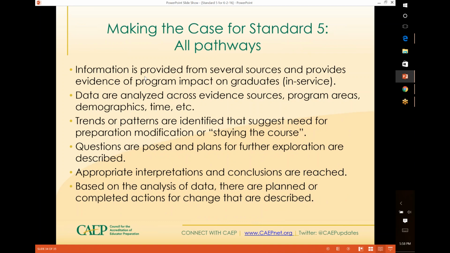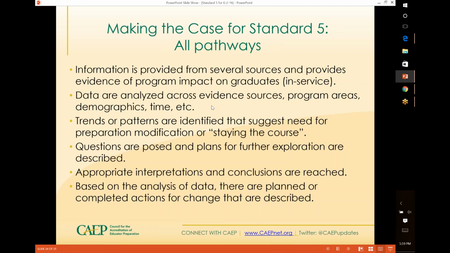So you're using information from several sources. You've uploaded evidence into all 5 of the component buckets in this standard. So you're going to be looking across all of those evidence buckets. They already are from several sources, okay? That you're analyzing that data across evidence sources, across program areas, demographics, time. You're not going component by component and talking through each one of your evidence buckets that way.